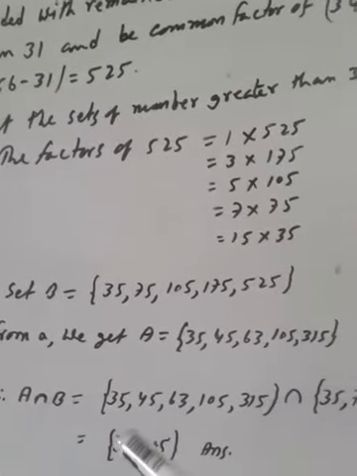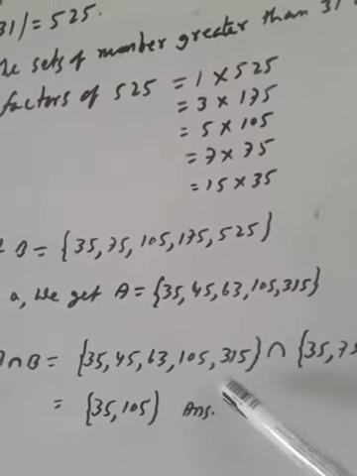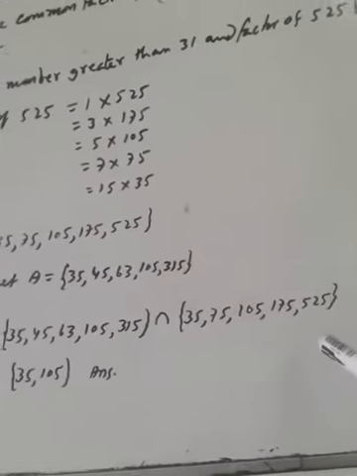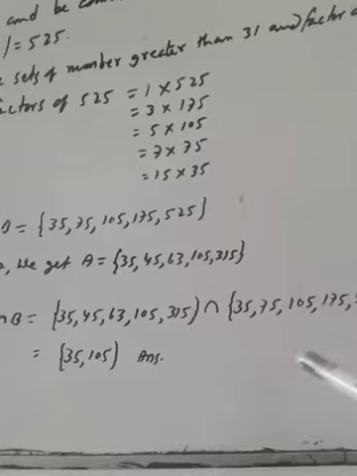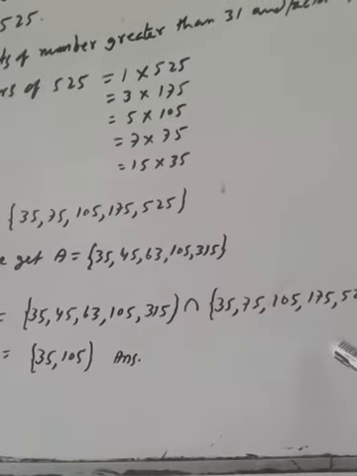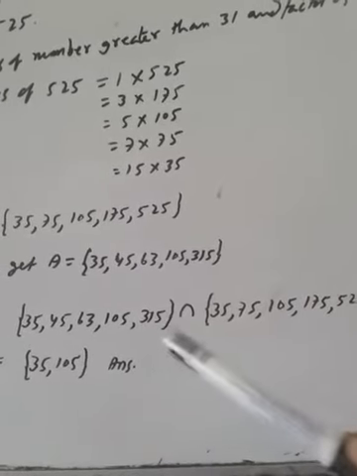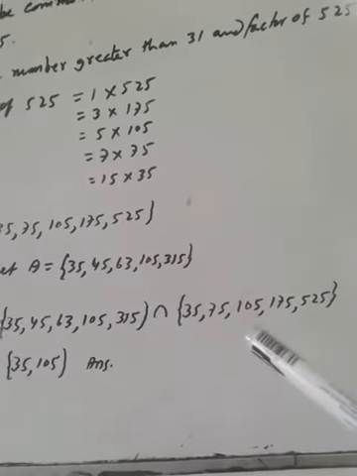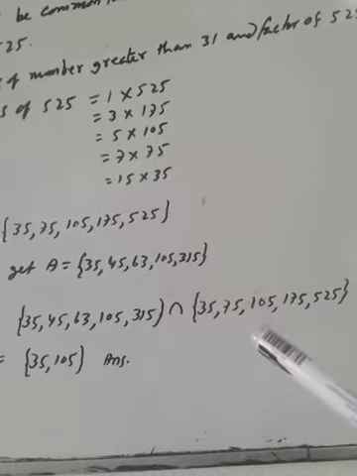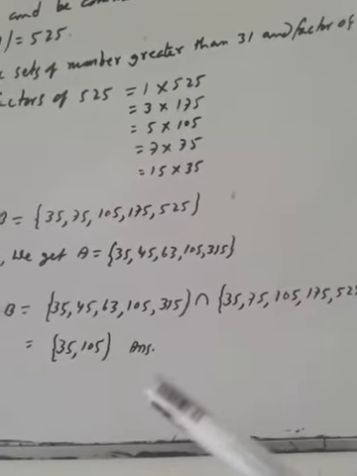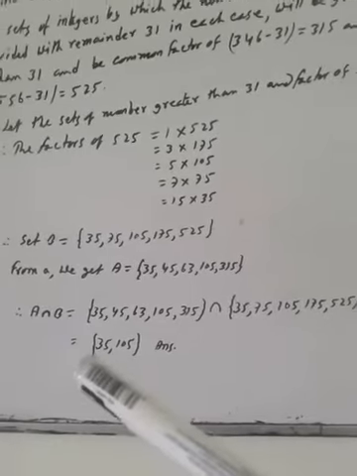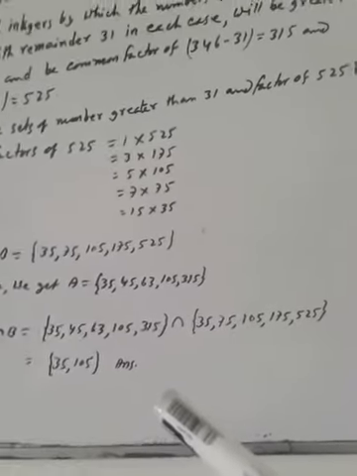Now A intersection B. First write set A, then the intersection mark, and write set B. For intersection we have to take only the common ones. Here 35 and here is also 35, and 105 and 105. These two numbers are common. So the common numbers are 35 and 105. Therefore A intersection B equals 35 and 105.